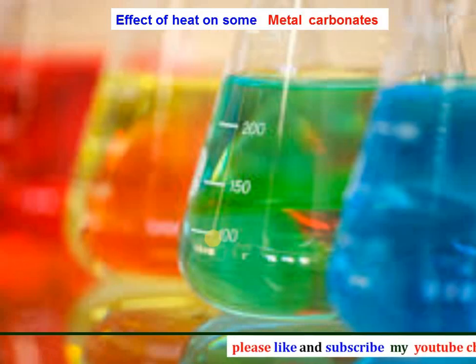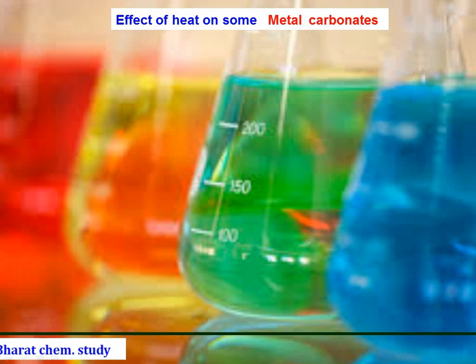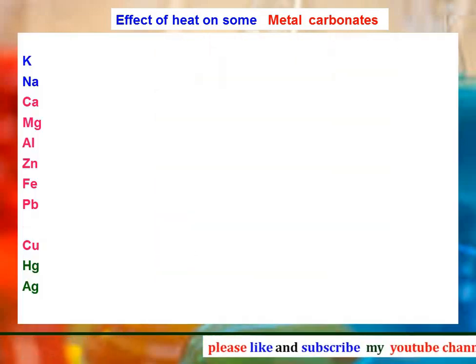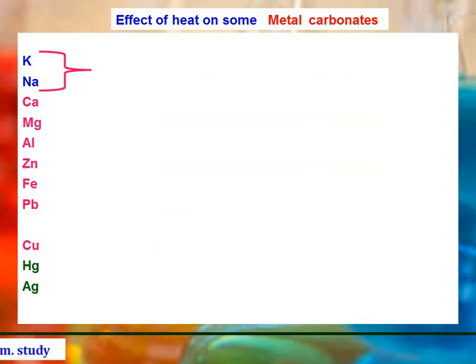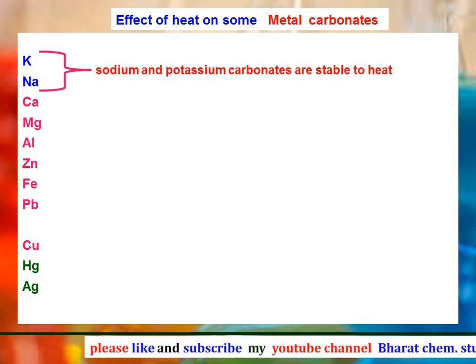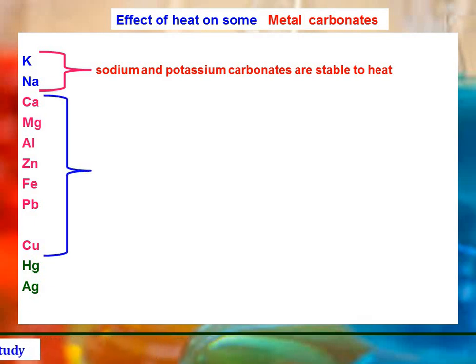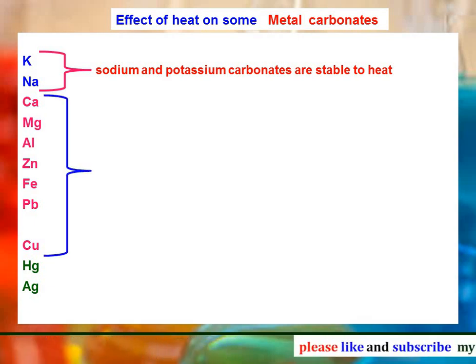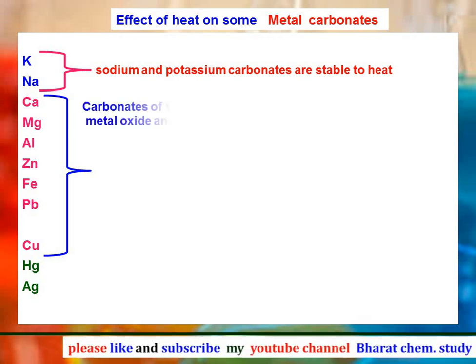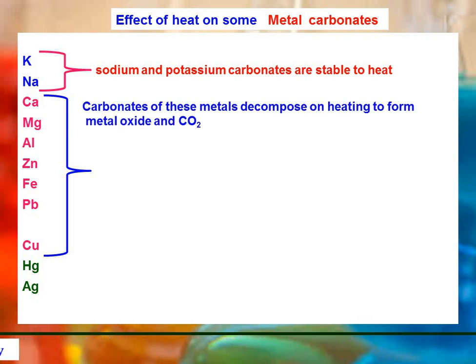Now further, the effect of heat on some metal carbonates. Again, we will take the help of our reactivity series, and again we are removing the hydrogen. Metal carbonates of potassium and sodium are stable to heat. That means they do not decompose on heating. Whereas the metal carbonates of calcium, magnesium, aluminium, zinc, iron, lead, copper, etc. will decompose on heating to give their metal oxide and carbon dioxide.